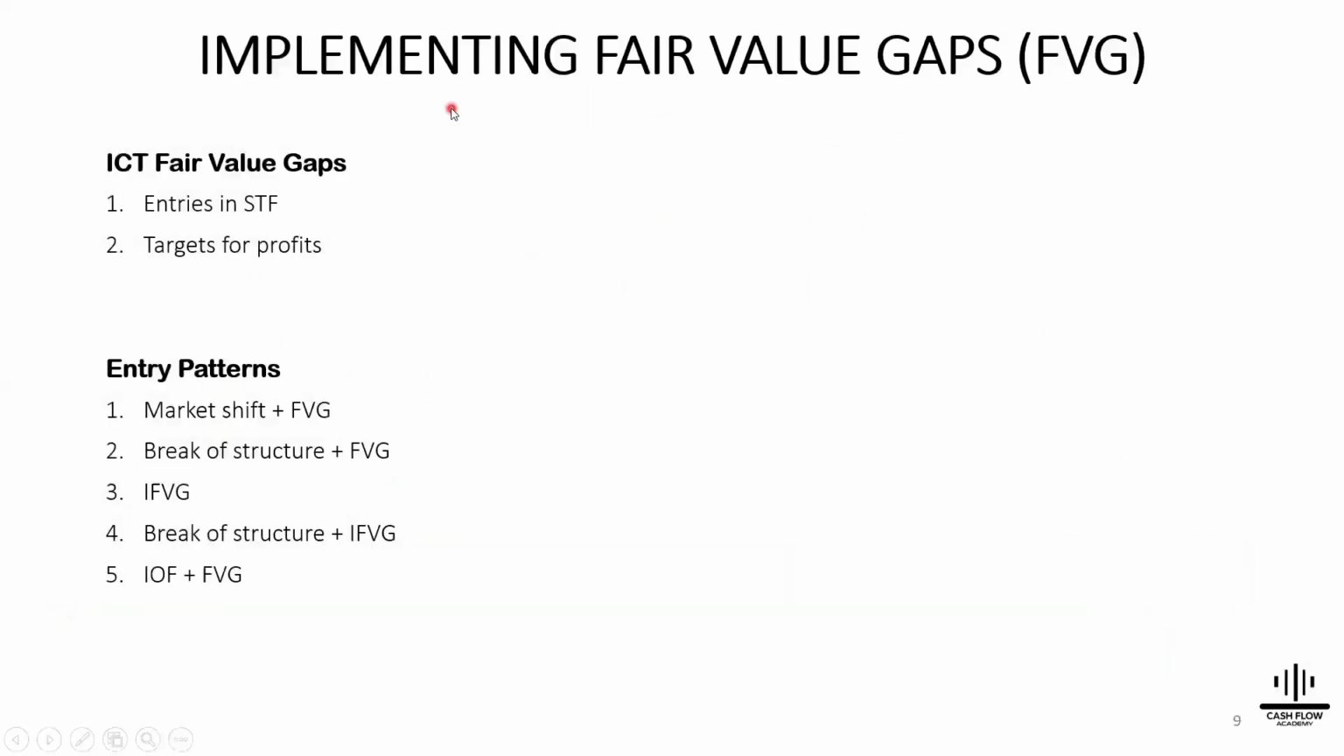Now, implementing the fair value gaps. How I use the ICT fair value gap? I use them for entries and for targets. And I'm going to be giving you 5 entry patterns using the fair value gap. The first, we have the market shift plus the fair value gap. The second, we have the break of structure with a fair value gap. Then the third, we have the inversion fair value gap. The fourth, the break of structure plus inversion fair value gap. And then the last, but not the least, the institutional order flow fair value gap.